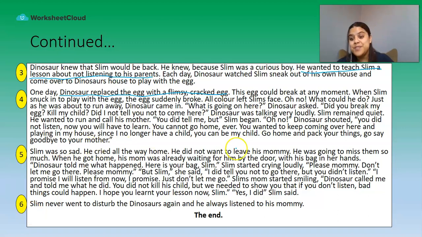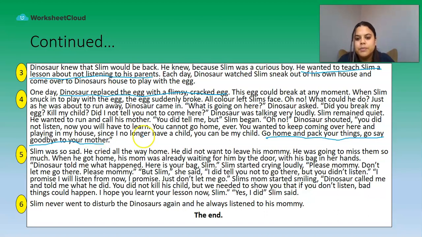So, from this I can tell that now Slim has to go and live with Dinosaur. So that's important, okay? So Dinosaur tells him to come and live with him. So go and pack your things and go and say goodbye to your mom.